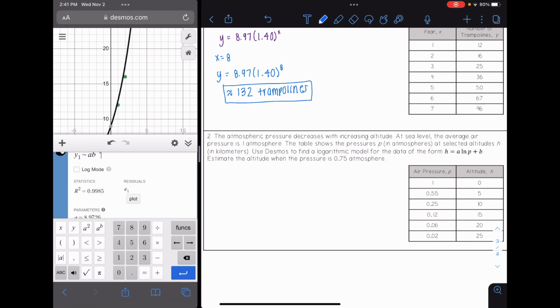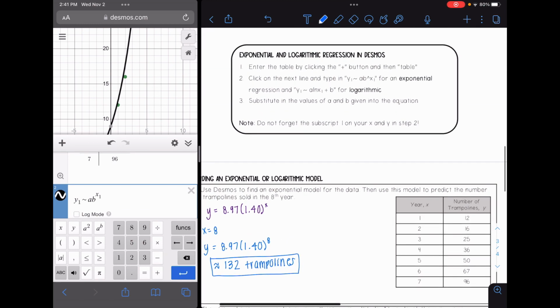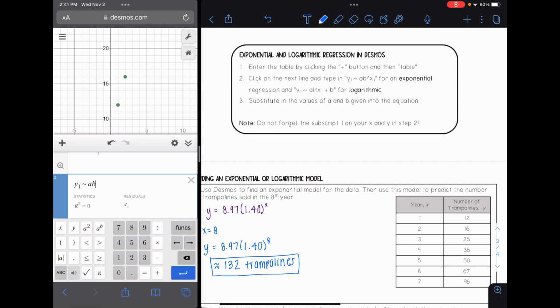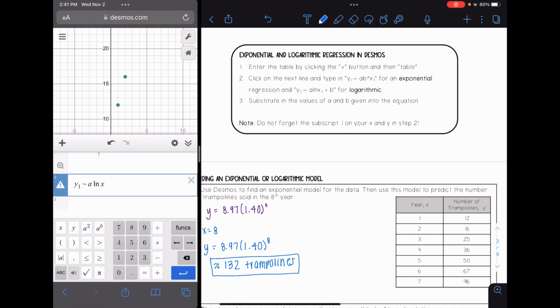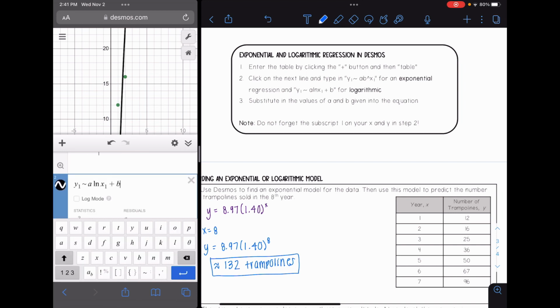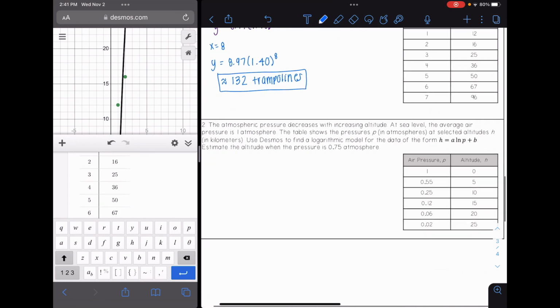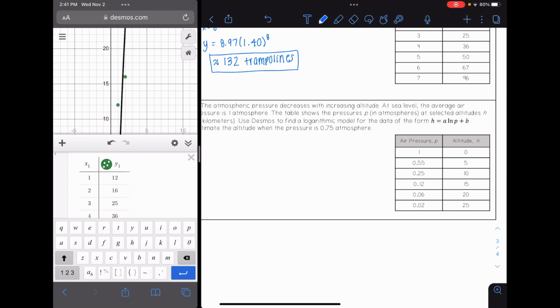Okay, so I'm going to go through the same process, but this time my model is going to be logarithmic. So I'm going to go ahead and just change out my equation here first. So I have a natural log of x subscript 1, right arrow, plus b. And then I need to type in my table here. And so I'm going to go ahead and pause the video and enter in this table.